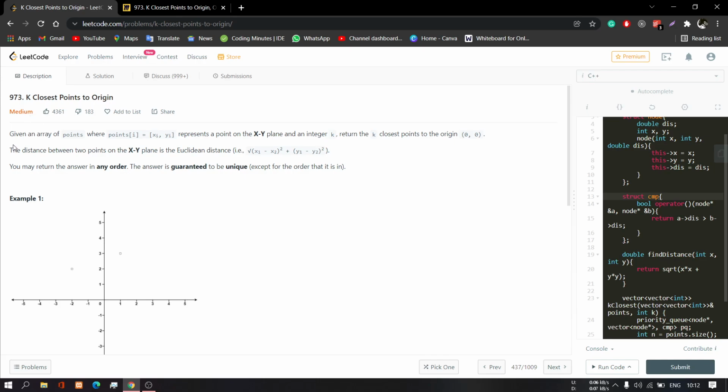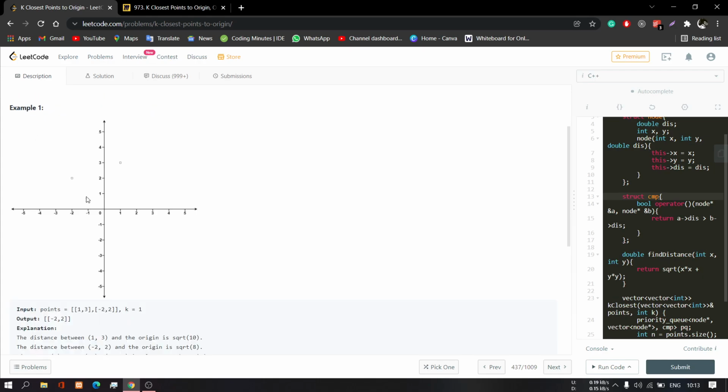So what is the question? You are given an array of points where points[i] equals xi and yi, representing a point on the XY plane, and an integer k. Return the k closest points to the origin. The distance between two points on the XY plane is the Euclidean distance, that is x1 minus x2 squared plus y1 minus y2 squared. You may return the answer in any order. The answer is guaranteed to be unique.